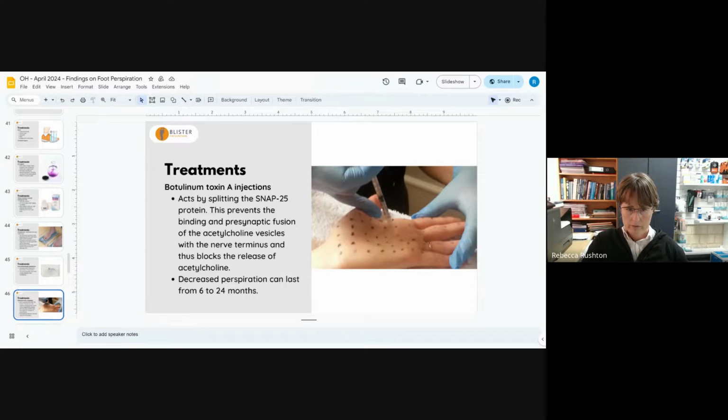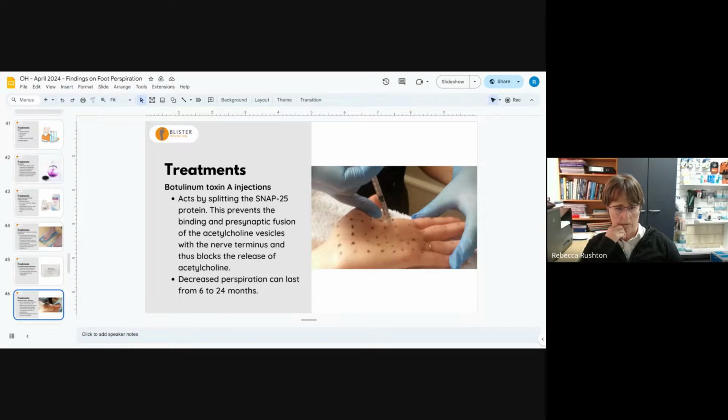Botox injections. I don't know of anyone that's had this done on their feet, but apparently it can be done. Obviously in a similar setup like this. And the decreased perspiration can last from 6 to 24 months. So that's pretty decent.